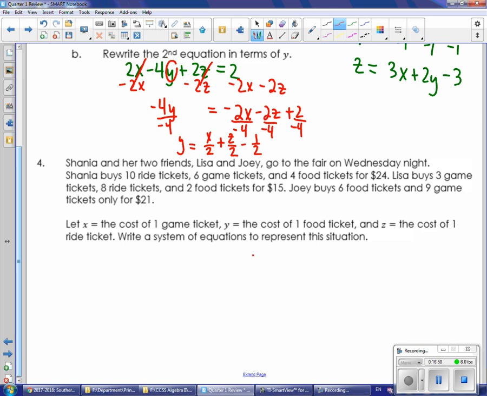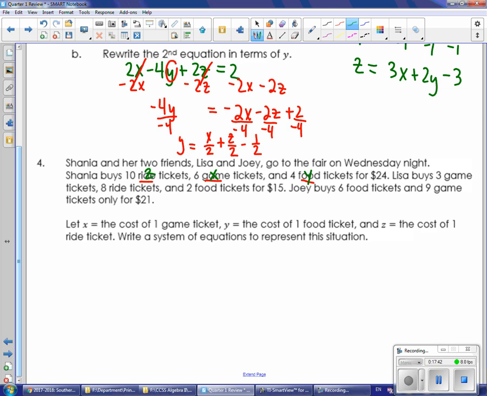So one of the things that you should pay attention to is the order that each of these expressions is written, because they're not written in the same order. So Shania, we're first talking about rides, and then games, and then food. But with Lisa, we're talking about games and then rides and then food. So I want to be careful about how I organize my equations. And one of the things that I think would help is, since our variables are already defined, to go ahead and mark the variable next to each of the terms. So for example, if Shania buys 10 ride tickets, a ride ticket is actually my z variable. So I'm just going to cover it up with a z. 6 game tickets means that that's going to correspond to the x variable, and food tickets correspond to y.